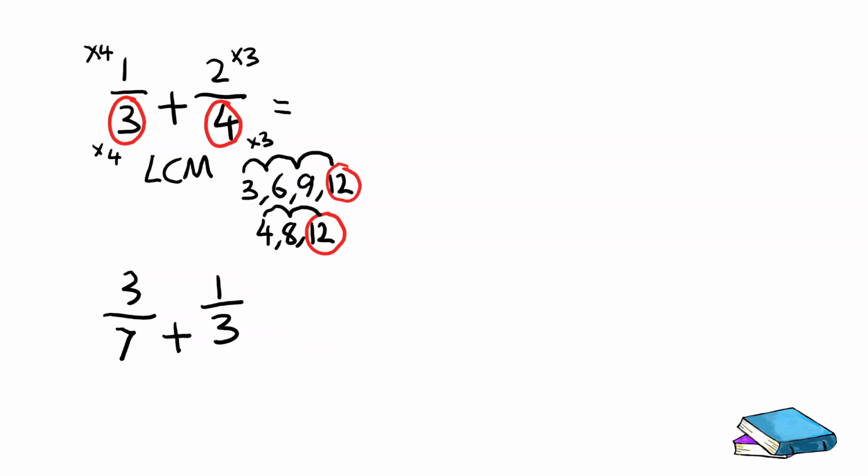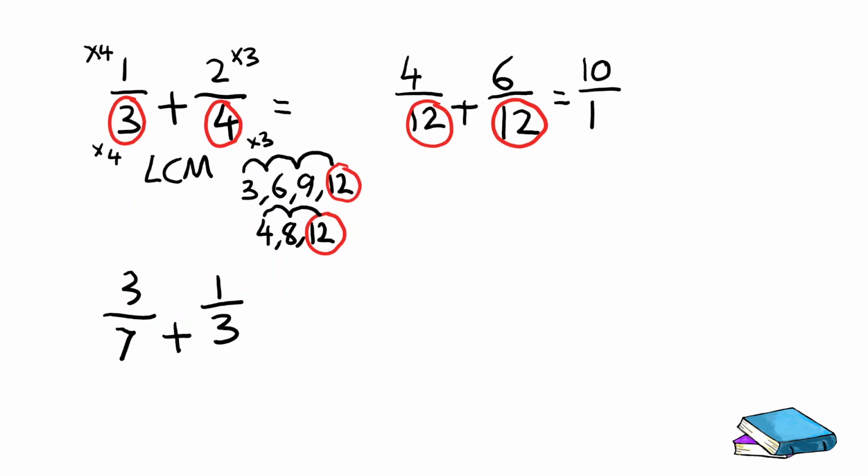After we've done that, we can rewrite our equation. So now we've got 4 over 12 plus 2 times 3, 6 over 12. Now that our denominators are the same, we can add as per normal. So 4 plus 6 is 10 over 12, and we can simplify that to be 5 over 6.